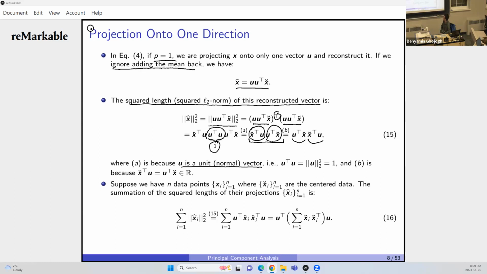Now assume I have n points rather than 1 point. So I have the summation of the squared L2 norm of xi hat, i goes from 1 to n. Then I replace this with equation 15 that I found. Agreed? Then I bring U and U transpose out of the summation because they don't depend on i: I factor out U transpose on the left and U on the right. So I'll have this.